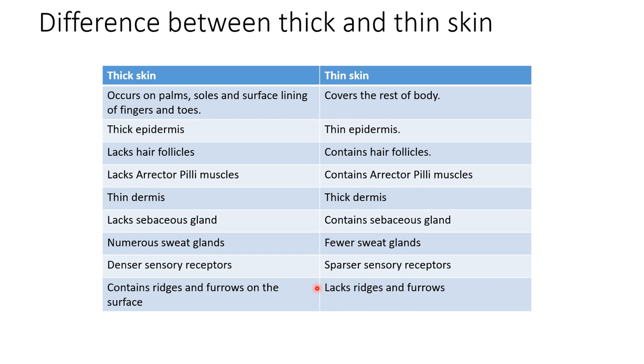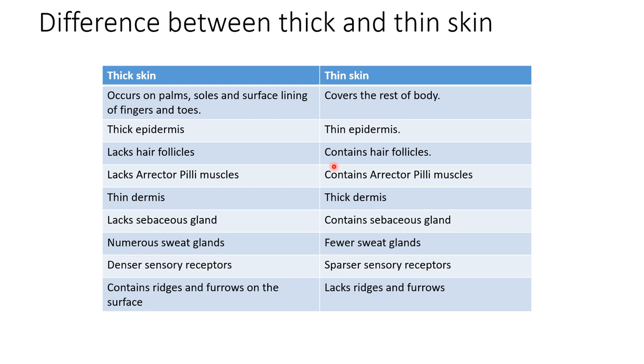After the dermis, you should also appreciate the difference between thick and thin skin, which is very important. The thick skin is the skin which covers our palms, soles, and surface linings of the fingers and toes. The rest of the body is covered by the thin skin. As the name indicates, thick skin has thick epidermis and thin skin has thin epidermis.